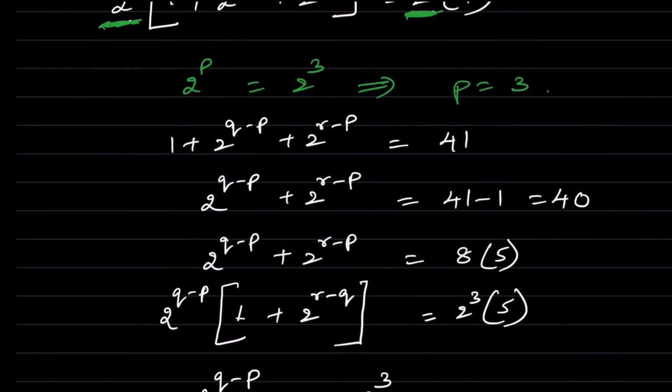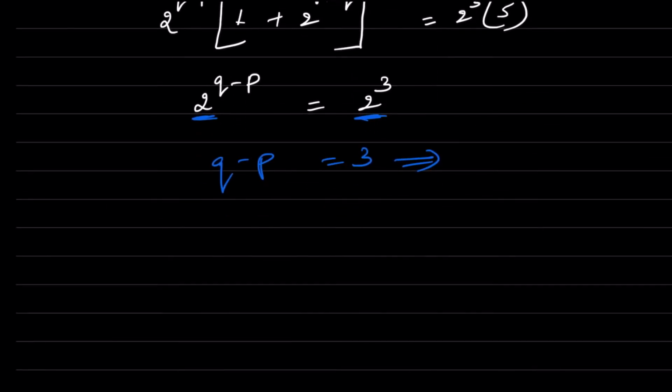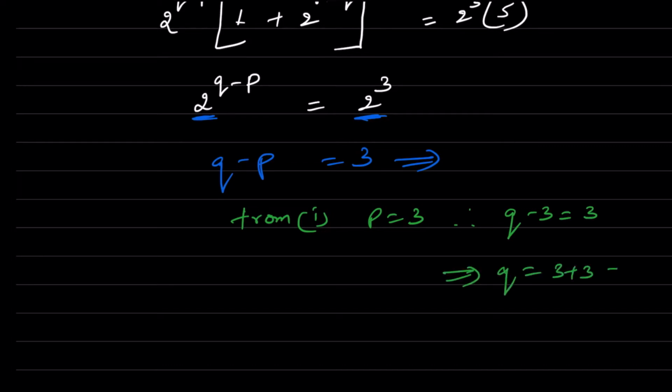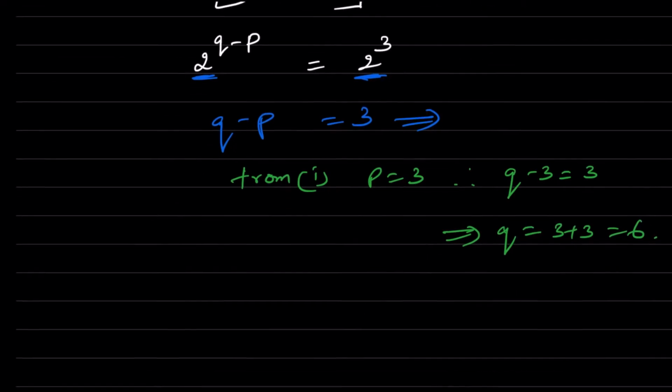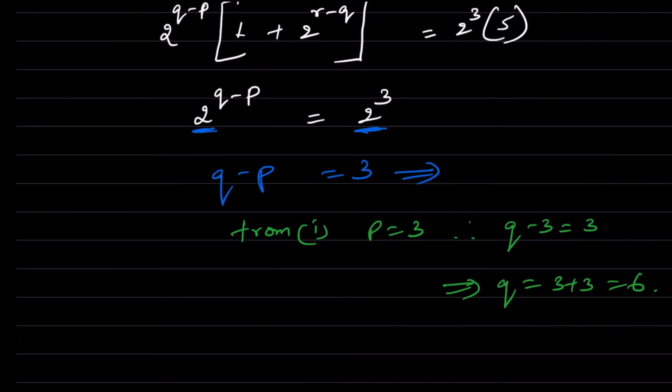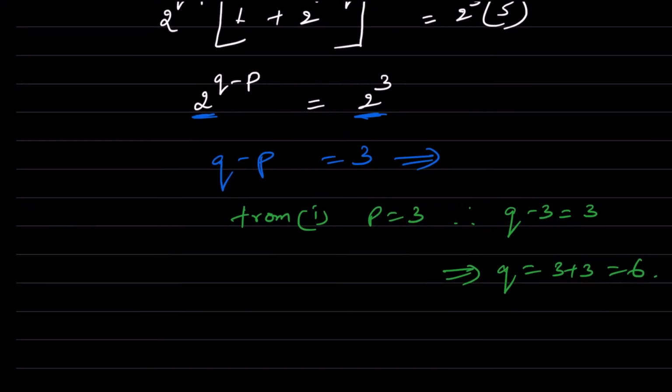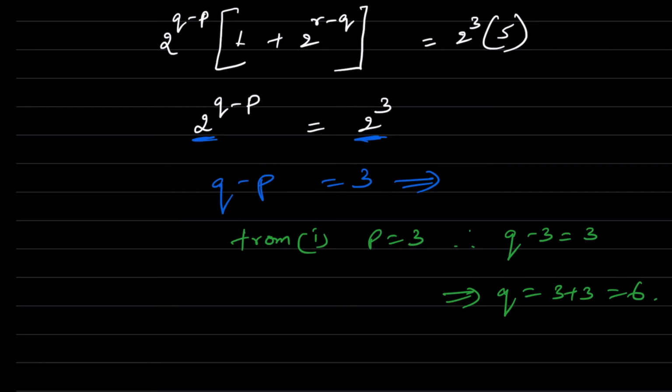which we can name as equation 1. Now from 1, P is equal to 3, therefore Q minus 3 is equal to 3, which implies that Q is equal to 3 plus 3, which is equal to 6. So we got now P is equal to 3, Q is equal to 6. Now next, what is more left over here?